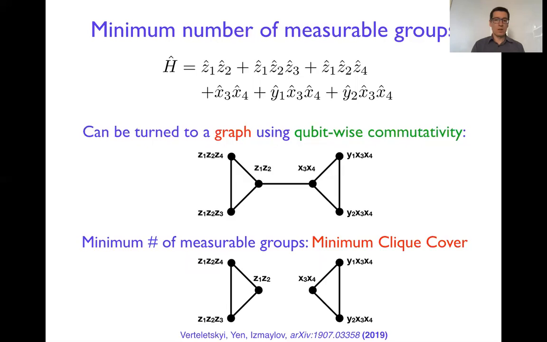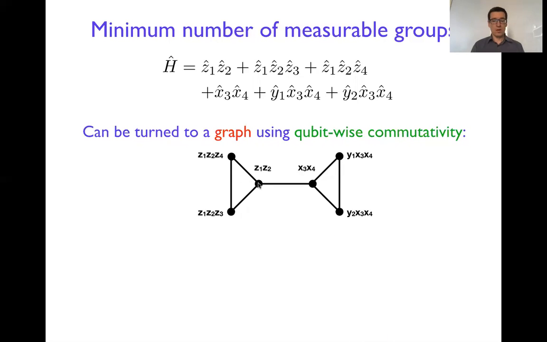So for example, this one commutes with that one qubit-wise, because Z1 commutes with Z1, Z2 commutes with Z2, and identities on 3 and 4 commute with Z4, and identity on the third qubit. But this one does not connect with this one, because on the first qubit, for example, this one has Z and this one has Y. So they're not connected.